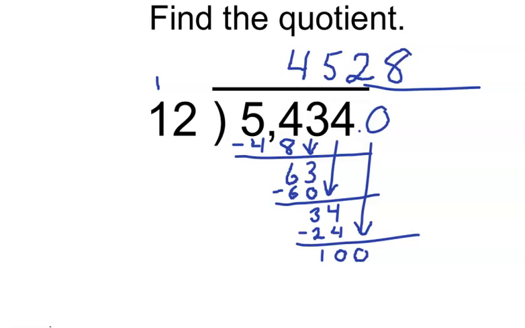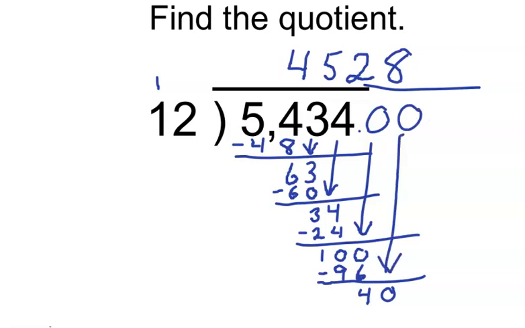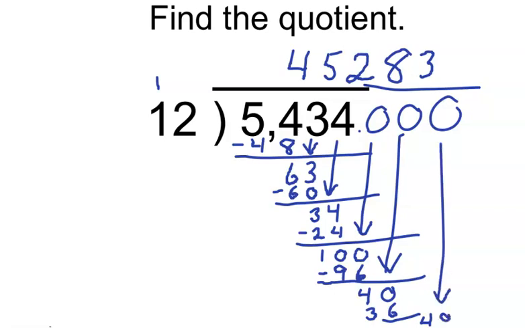Let's see. 8 times 2 is 16. 8 times 1 is 8, plus 1 more is 9. So 100 minus 96 is 4. Bring down another 0. How many times does 12 go into 40? 3 times, because I know 12 times 3 is 36. That's going to be a 4. Bring down the 0. And 12 goes into 40 3 times again.